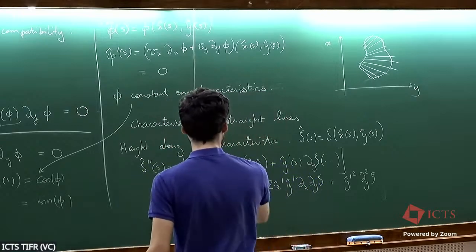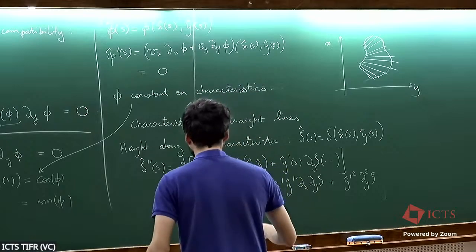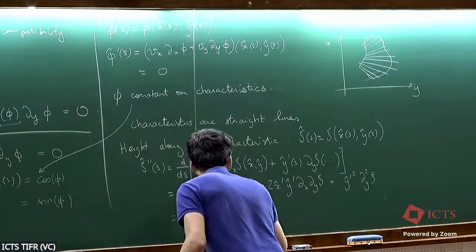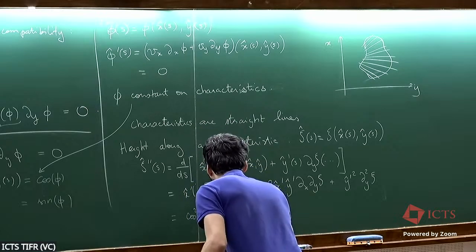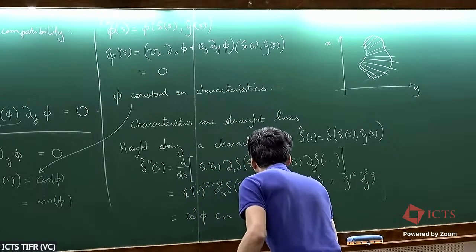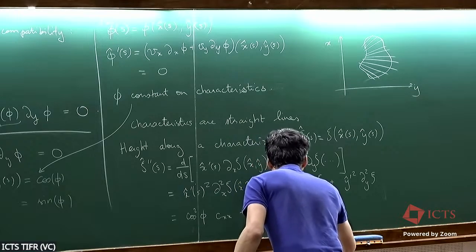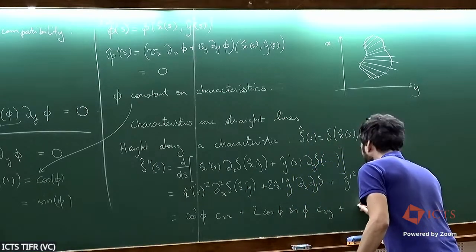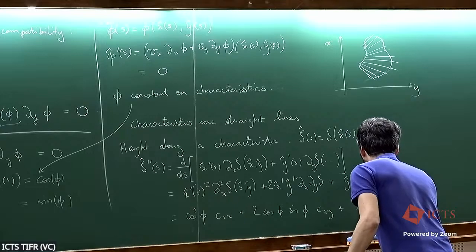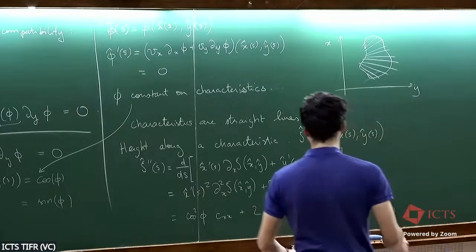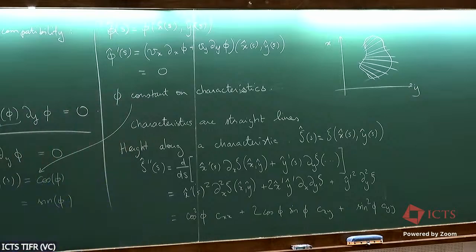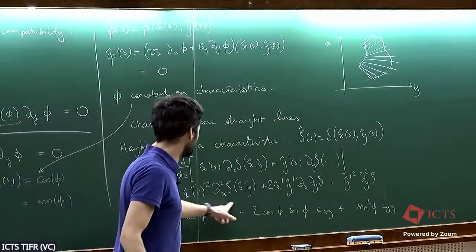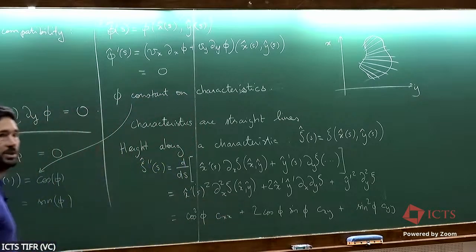Okay, and so here I can use that this is cos phi square cxx plus 2 cos phi sine phi cxy plus sine phi square cyy. I use just the fact that this second derivative is the definition of the curvature tensor, and what you find from this expression is that this is 0.